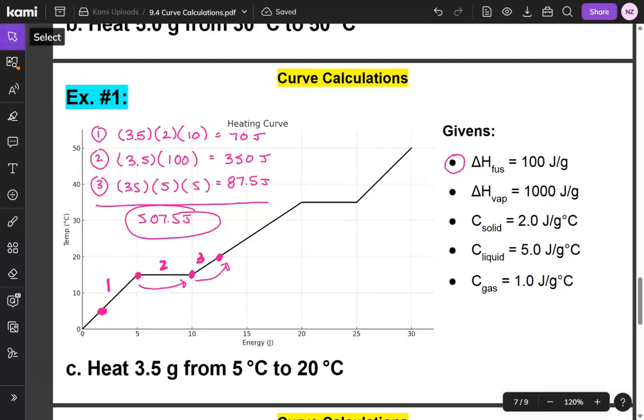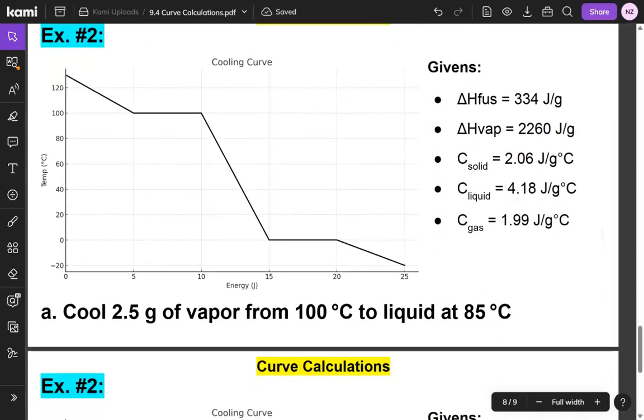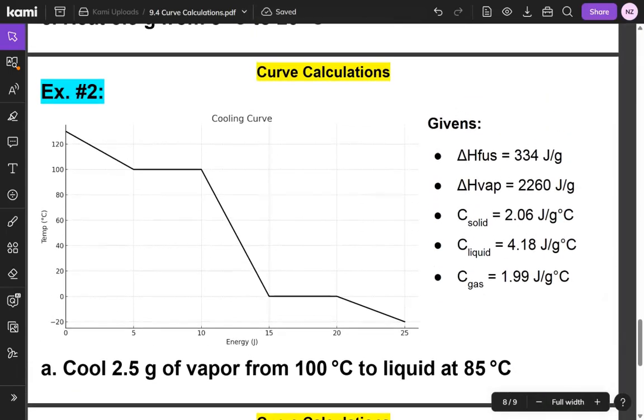All right, so that was a heating curve. So now let's look at an example of a cooling curve. Remember, when we're doing a cooling curve, we want to use negative for our answer because we're releasing that energy.